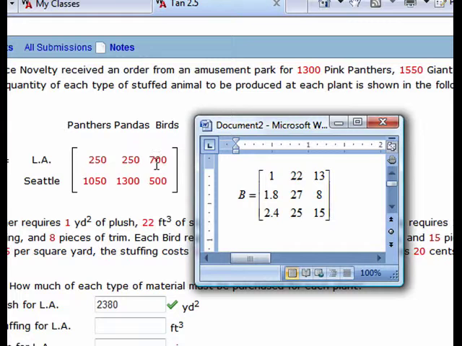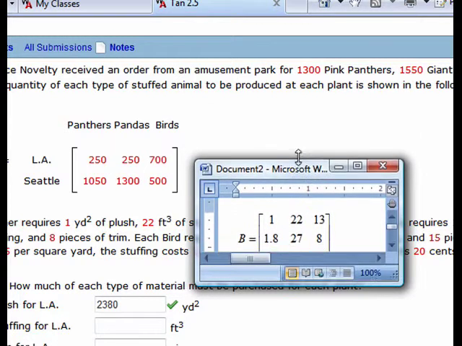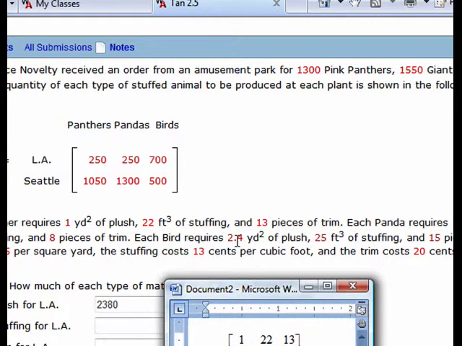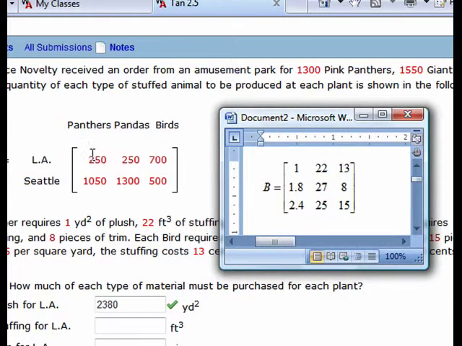And so remember, first row times first column. So we do 250 times 1, plus 250 times 1.8, plus 700 times 2.4. 2.4 was for the bird. So when I do this row times that column, that's all dealing with plush, and I was only using LA. And then we would do the first row times the second column, and that's going to give us all stuffing, and so on.